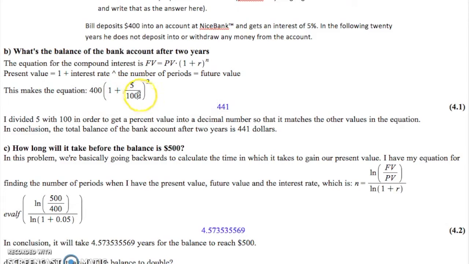So I divided 5 by 100 in order to get a percent value as a decimal number, which I talked about before, so that it matches the other values in the equation. So yeah, that was my conclusion.